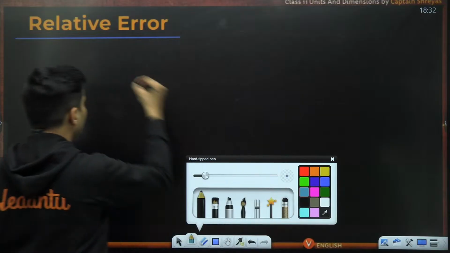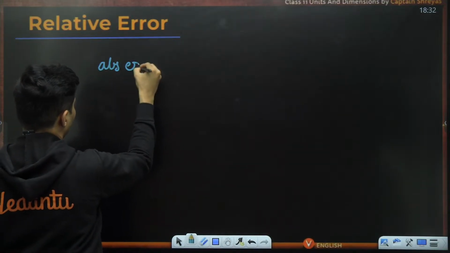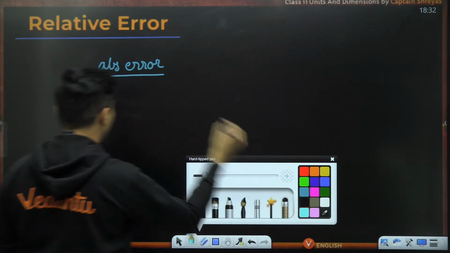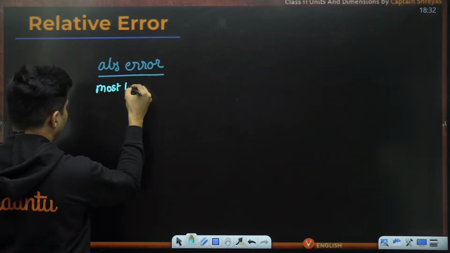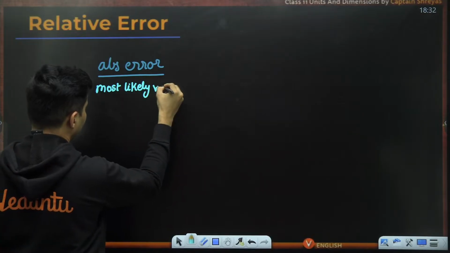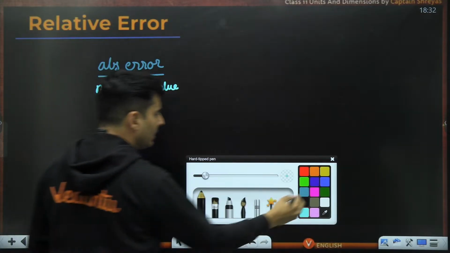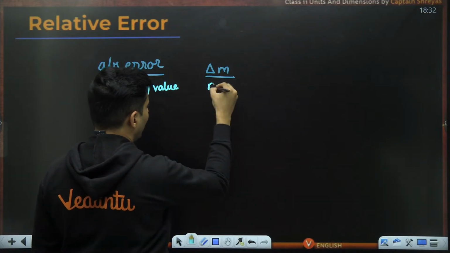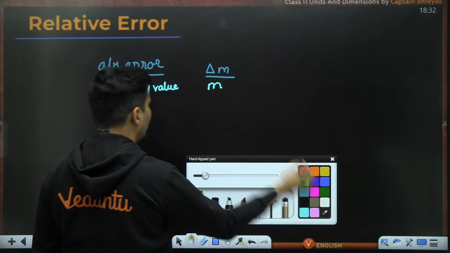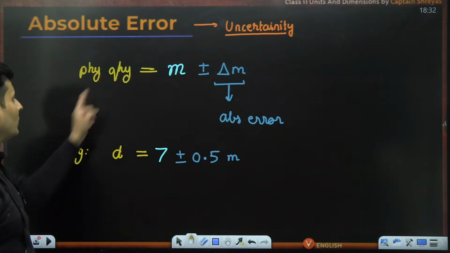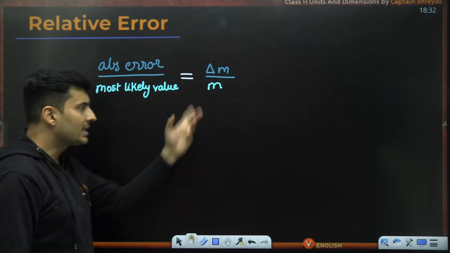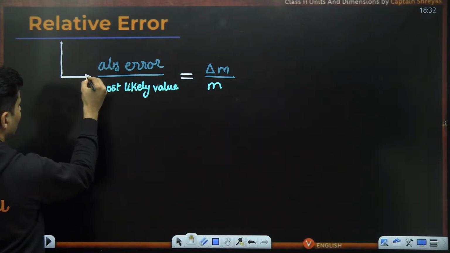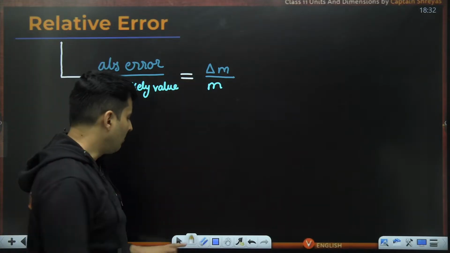Relative error is nothing but your absolute error divided by the most likely value. That is basically your relative error. So it is delta m divided by m, where m is the most likely value and delta m is the absolute error. So delta m by m is called the relative error. Relative error is absolute error divided by the most likely value.